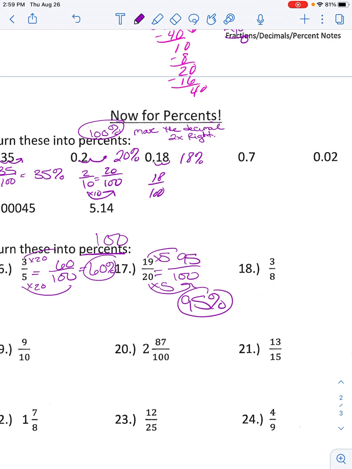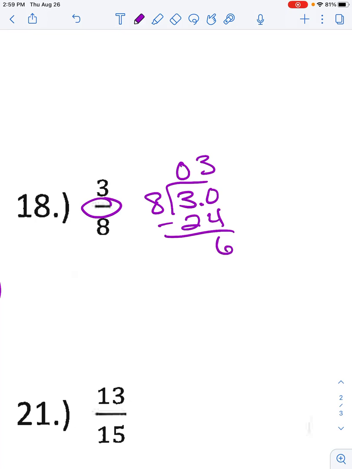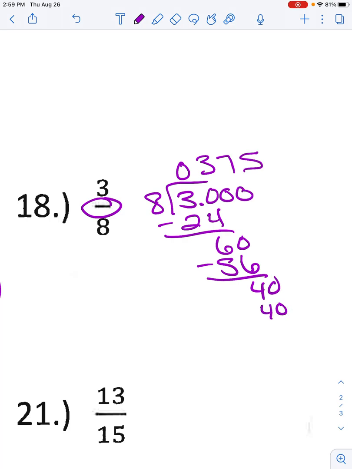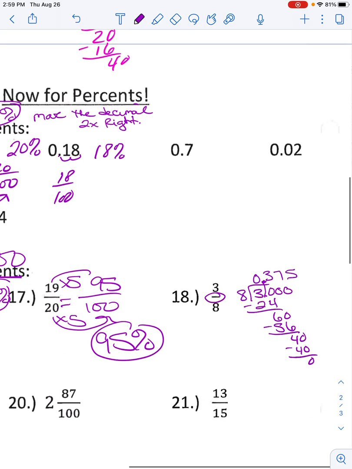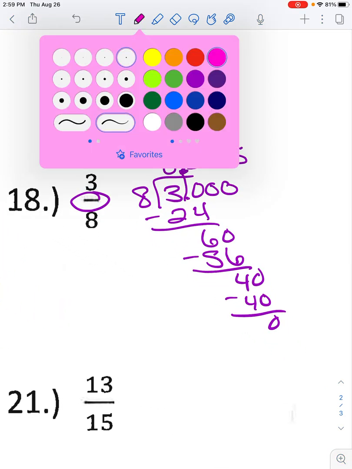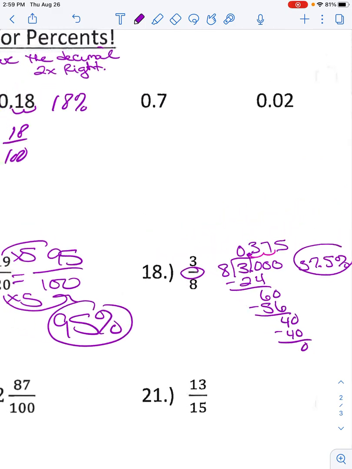What if the denominator can't go into 100, like 3/8? We will divide 3 divided by 8. So divide like you normally would. Bring that decimal up. And then we just said at the section above to change a decimal into a percent, there's a trick. You just move it twice to the right and put a percent sign on it. So 3/8 would be 37.5%.